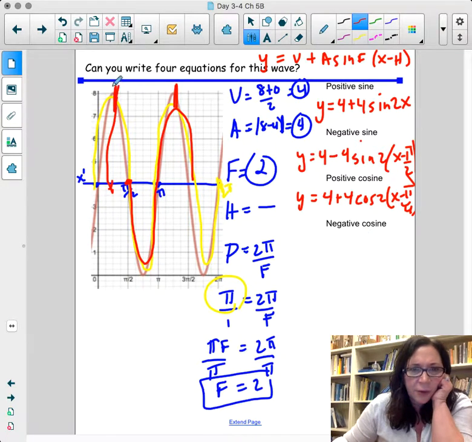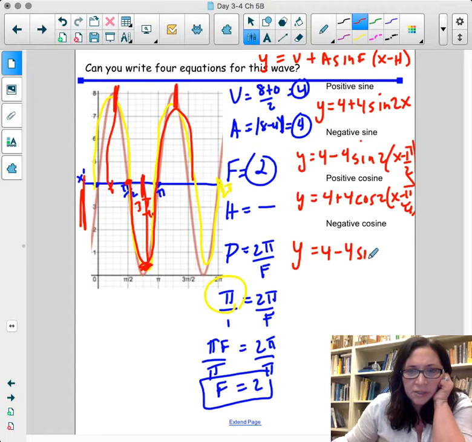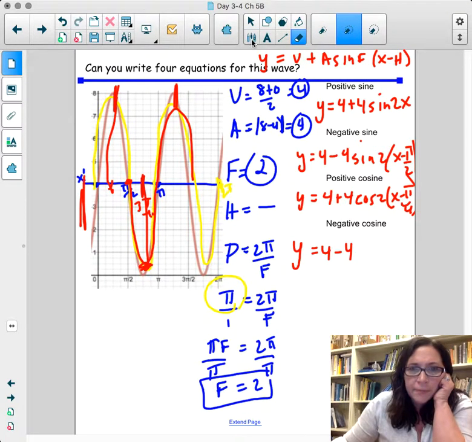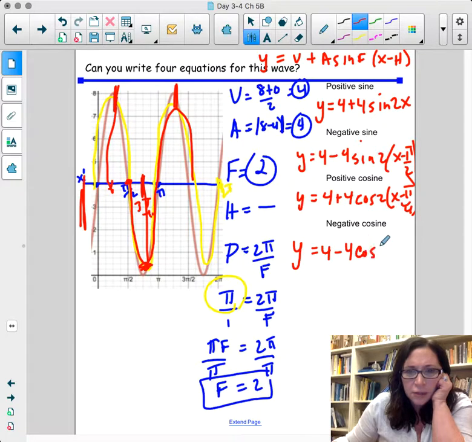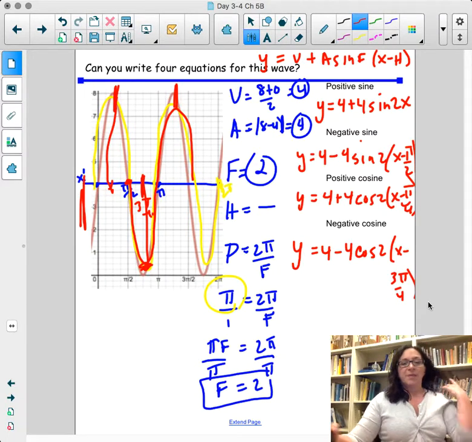And a negative cosine, I could start negative, but I can't see it there. So I'm going to start here, which looks like it's 3 pi over 4, because that'll be a negative, right? Starting here. So y equals 4 minus 4 sine, no, cosine, hold on. Cosine 2, parenthesis, x minus 3 pi over 4. Okay, cool.